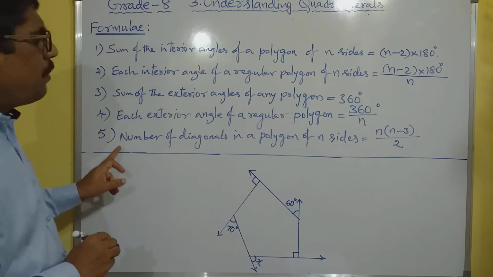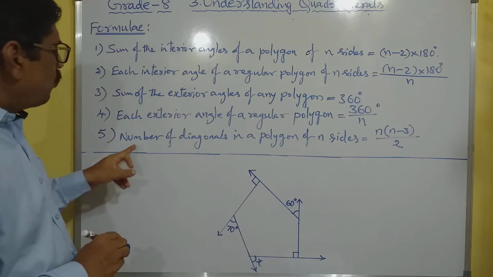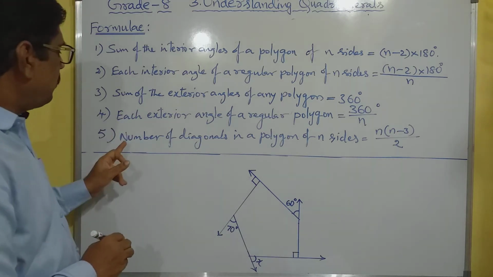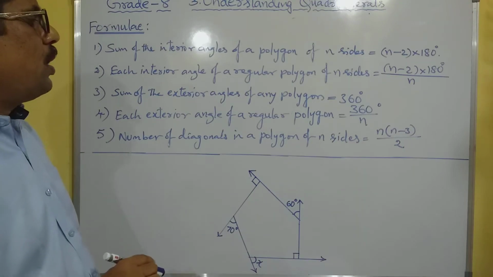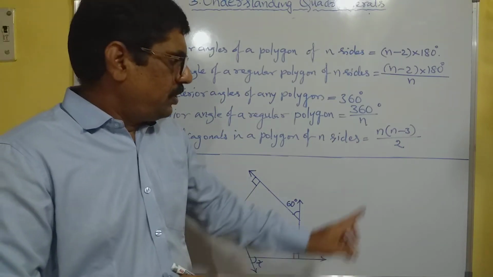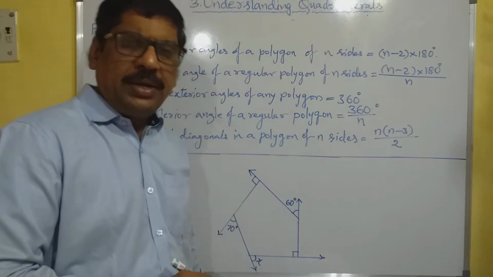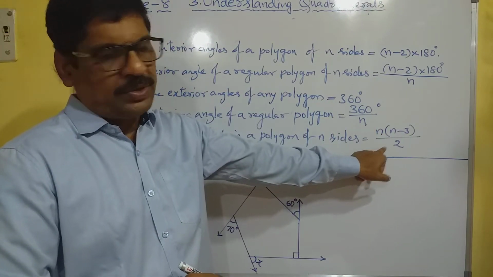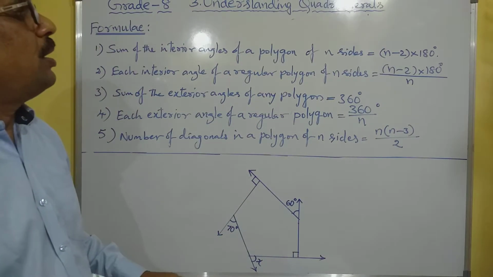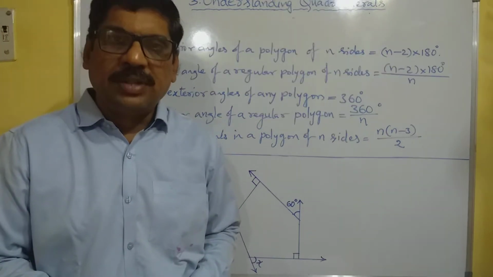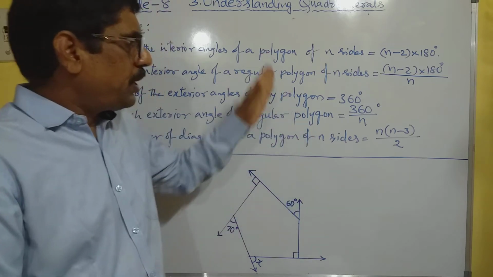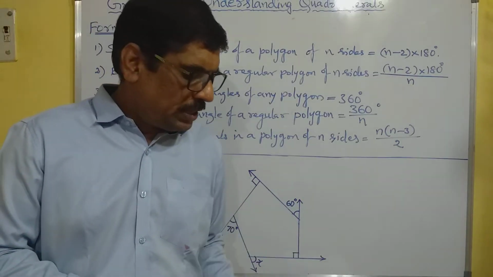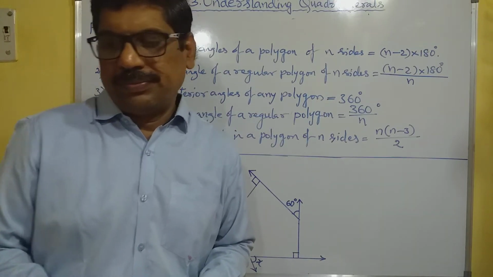And the number of diagonals. This formula we have already discussed in the previous class. The number of diagonals in a polygon of n sides is equal to n into (n minus 3) by 2. By using this formula, we have solved some problems also. By using these formulae, we can go with exercise 3.2. Okay, please make a note. Then we will go with exercise 3.2.